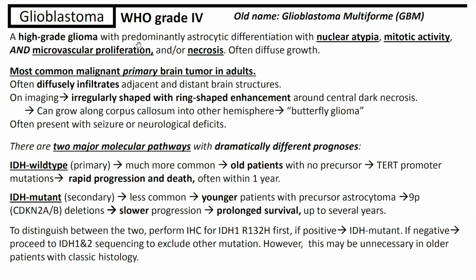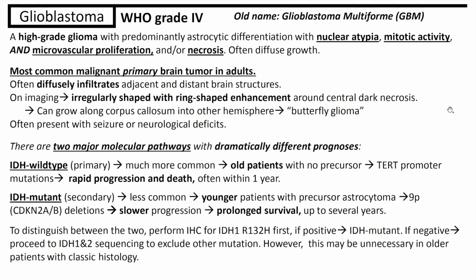This is the most common malignant primary brain tumor in adults, and it often diffusely infiltrates adjacent and distant brain structures. So on imaging, you're going to have irregularly shaped, ring-shaped enhancement around central dark necrosis, and it can grow along the corpus callosum into the other hemisphere, giving that classic butterfly glioma appearance on imaging. And patients will often present with a seizure or neurological deficits.